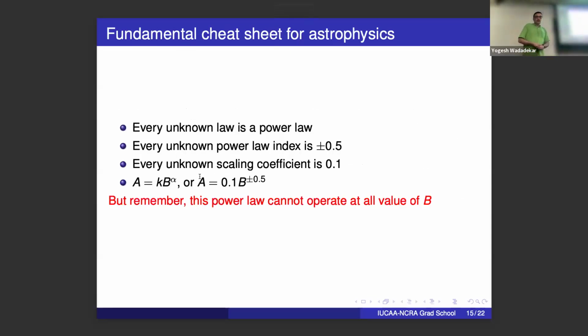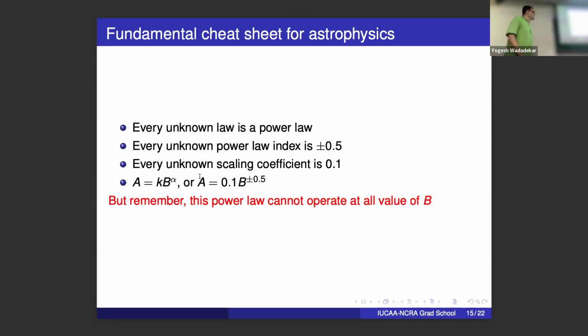So here's a fundamental cheat sheet for astrophysics, which is every unknown law is a power law. Okay, so if you don't know better, try to fit a power law. Every unknown power law index is plus or minus 0.5, as the case may be. Okay, I mean, if you don't know anything, use that power law index. Every unknown scaling coefficient is 0.1.